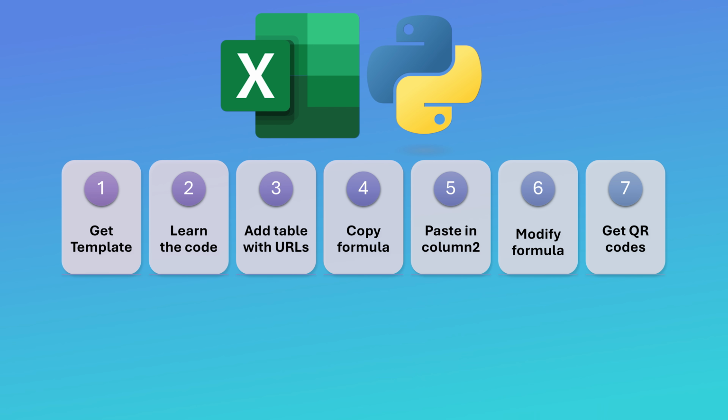So here is the summary. These are the steps we followed to start with a template, understand how it works, and then make a list of URLs of our own, and then use modified code to generate any number of QR codes right within Excel using Python.